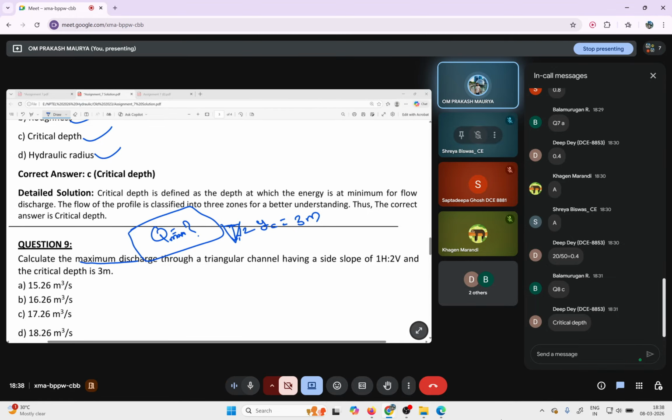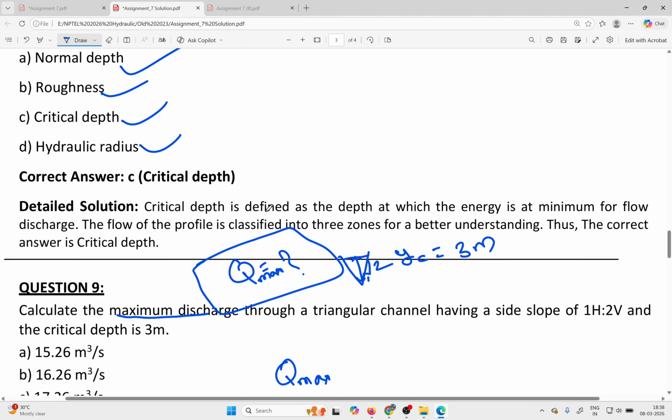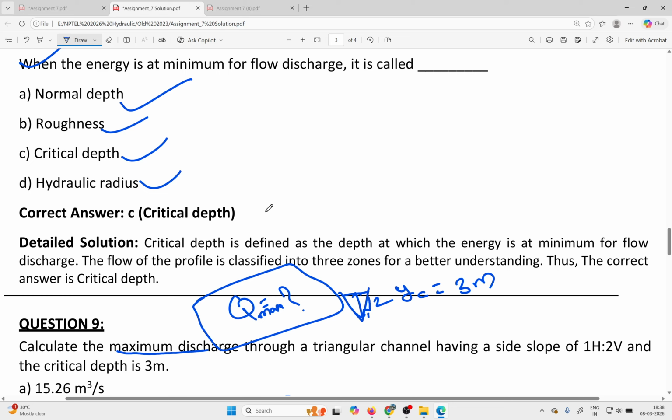Okay, so let me just calculate. Here you need to calculate the Q max. As you know, the Q max occurs for a given, what we have just read in the previous question, when the energy is minimum. When the energy is at minimum for a flow discharge, it is called the critical depth.